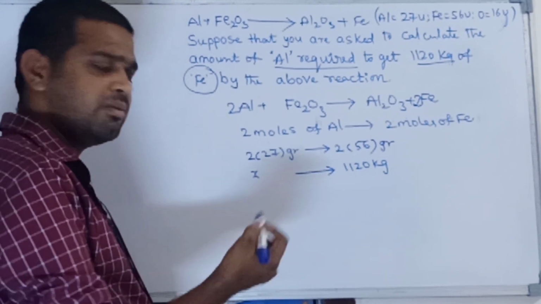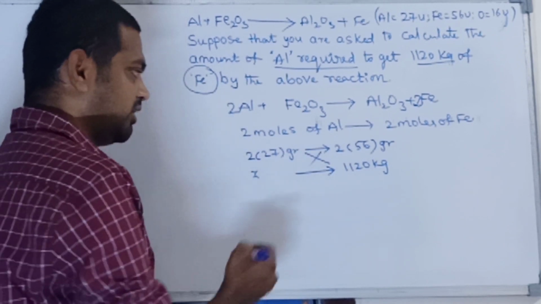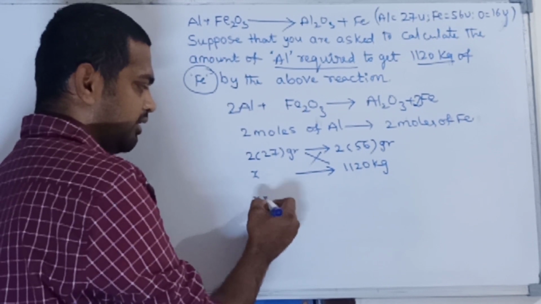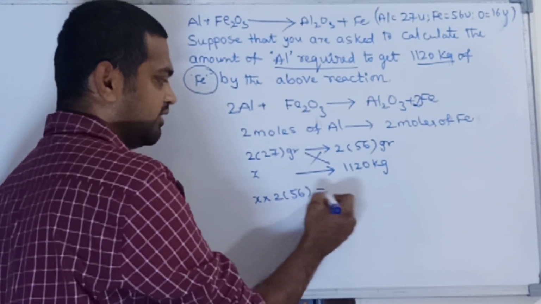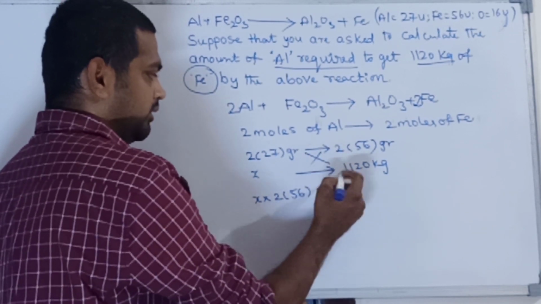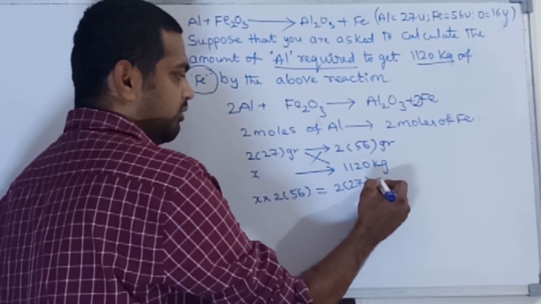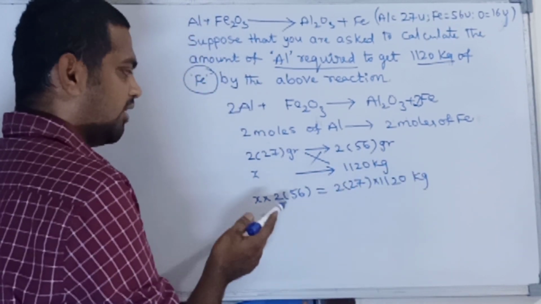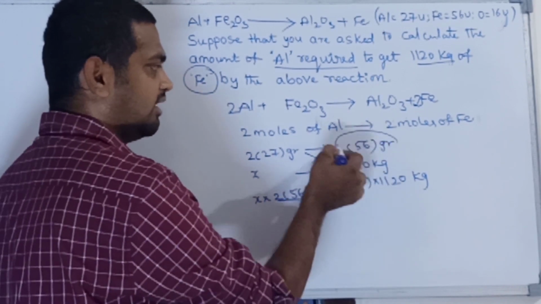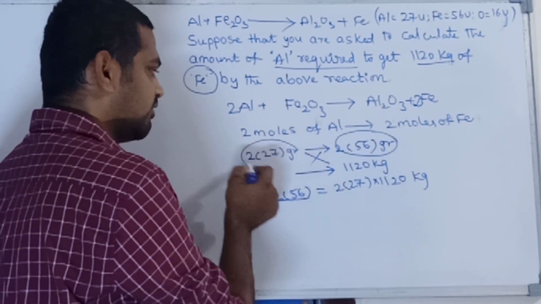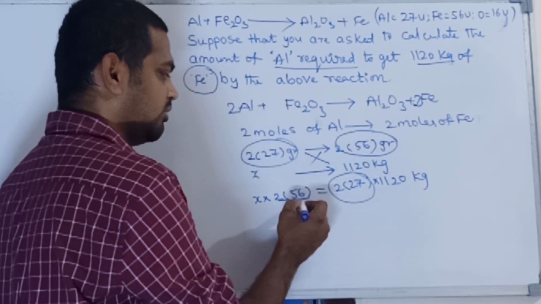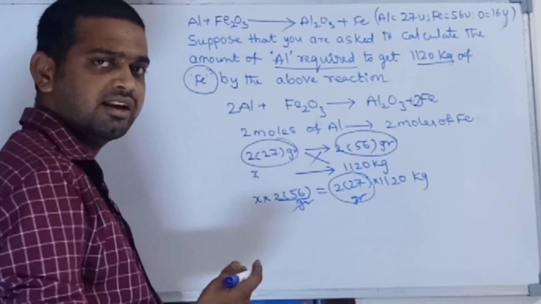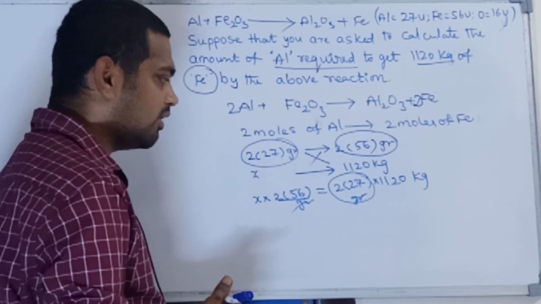See, after solving the problem, you can get that answer. Don't bother about that. Now I am doing the cross multiplication. After doing the cross multiplication, you will get x into 2 times 56 is equal to 2 times 27 into 1120 kg. Clear? Why? Because here 2 times 56 is in terms of grams. In the similar way, 2 times 27, this term also is in terms of grams. So these grams and these grams will get cancelled. By means of that, you will get the term kgs only. That's why I didn't convert the term 1120 kgs into grams.